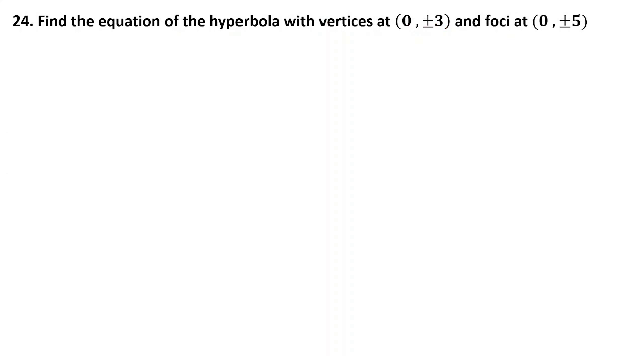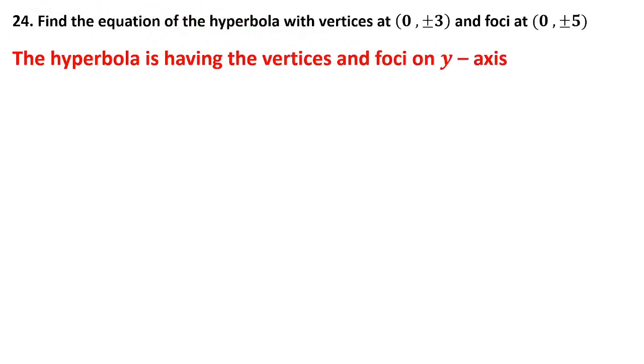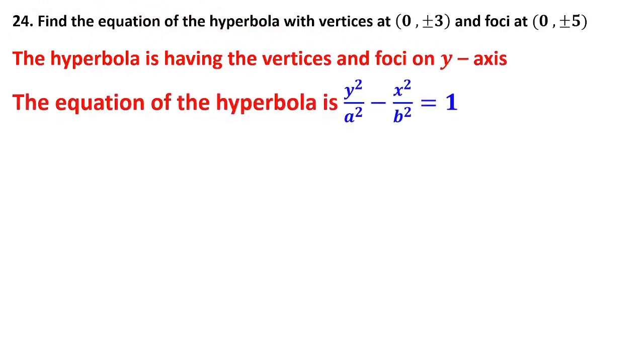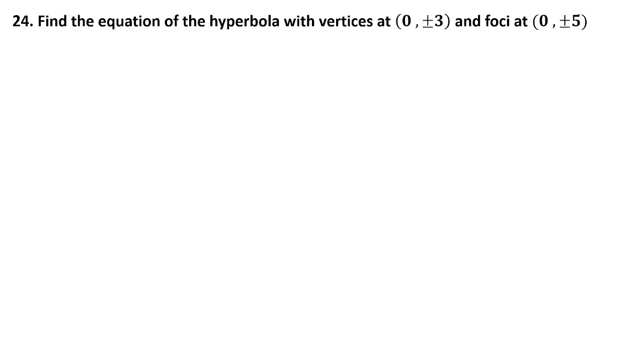Find the equation of the hyperbola with vertices 0 comma plus or minus 3 and focus at 0 comma plus or minus 5. Now we have to check what type of hyperbola it is. It is the hyperbola having the vertex and foci on the y-axis. Therefore, the equation will be y square by a square.